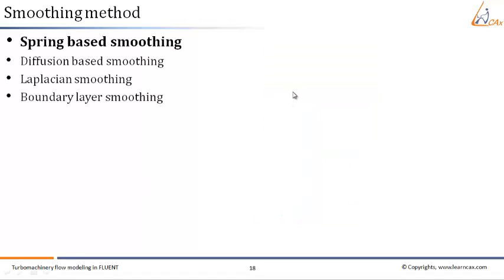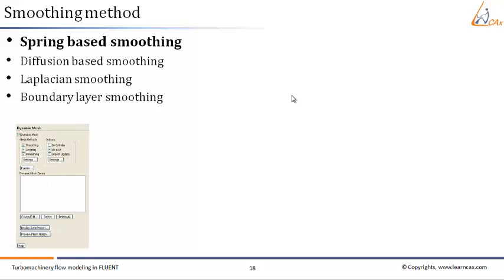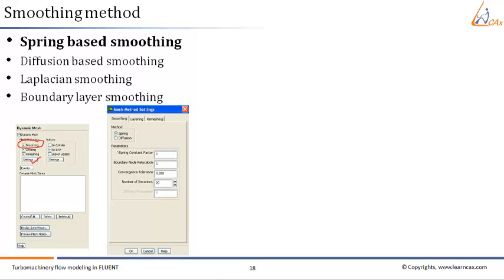Let us see the smoothing methods in a bit of detail. First is the spring based smoothing. To enable the spring based or diffusion based or the Laplacian based smoothing, we have to enable smoothing options under the mesh methods. So we have to select this particular option and click on settings. The mesh method settings tab will open. In this, the first tab is of smoothing.